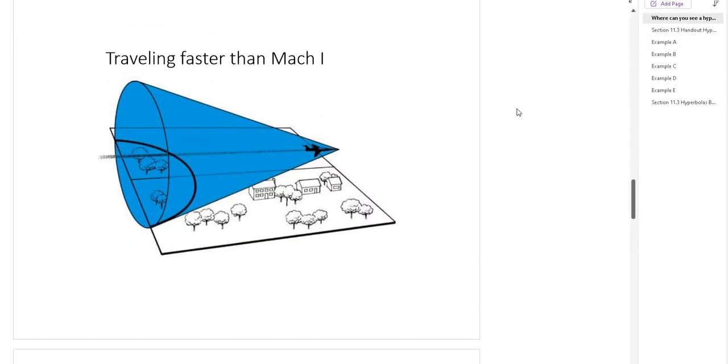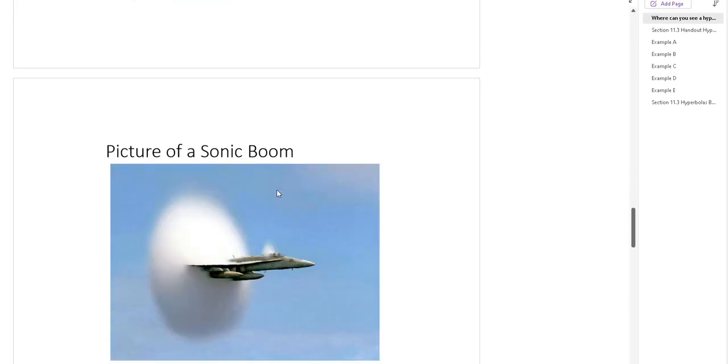If you're traveling faster than the speed of sound, then you're going to leave behind you a sonic boom, which will intersect the ground in one branch of a hyperbola. And I always thought this picture was kind of cool. It's the moment that a plane is breaking the sound barrier. So kind of cool stuff.